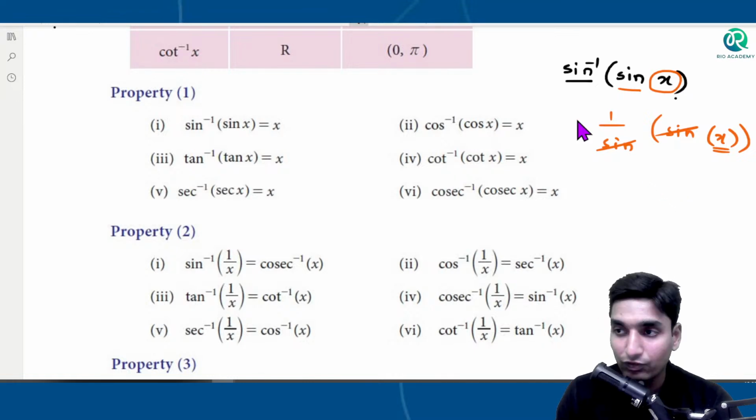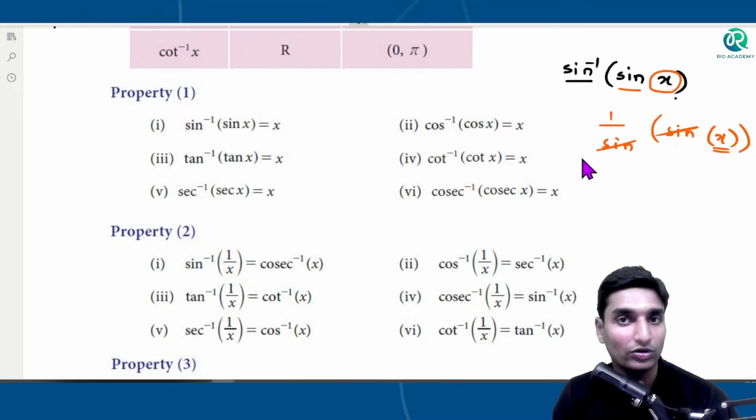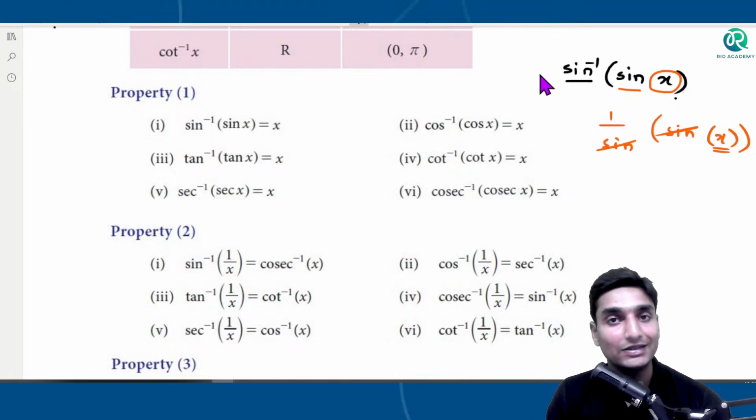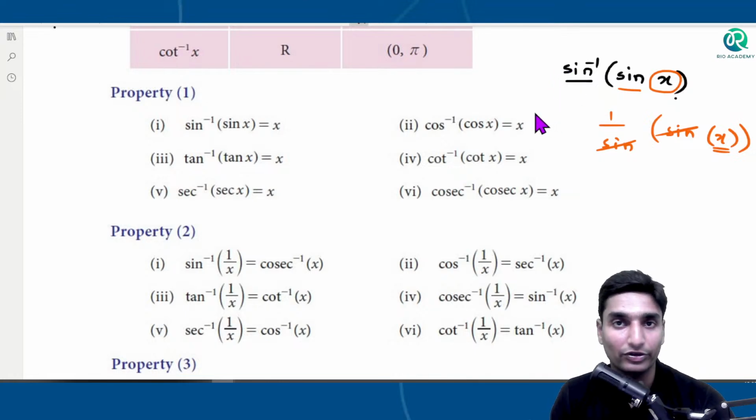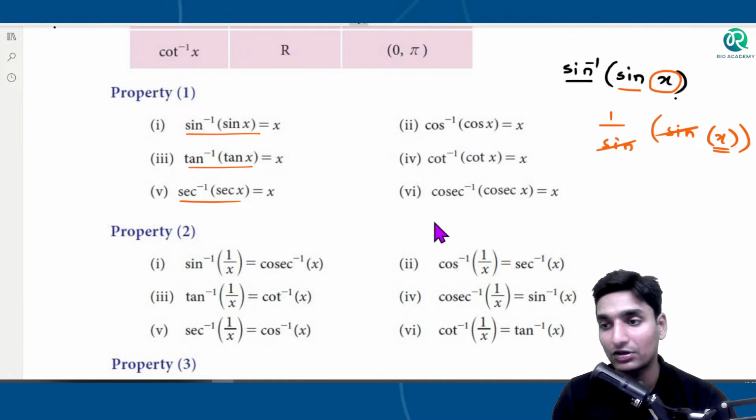And of course once again, sine inverse is not 1 upon sine. I am just saying it for your understanding: sine inverse is not 1 upon sine. It is not going to follow the indices rule guys, it is completely different. So as you can see here, sine inverse of sine, tan inverse of tan, secant inverse of secant, and so on for these inverse trigonometric functions too, the value is going to be x.